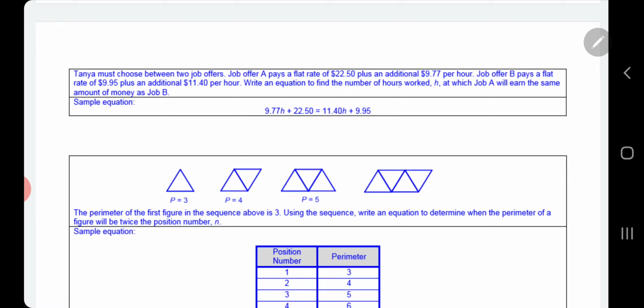Write an equation to find the number of hours worked, H, at which job A will earn the same amount of money as job B. So once again, we are letting the letter H represent the number of hours. On job A, it pays $9.77 per hour, so H is representing per hour, plus a flat rate of $22.50. And we want it to equal job B, where they pay $11.40 per hour, plus $9.95.